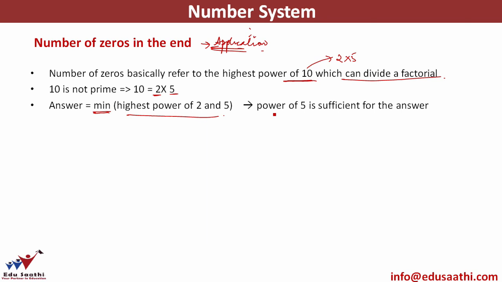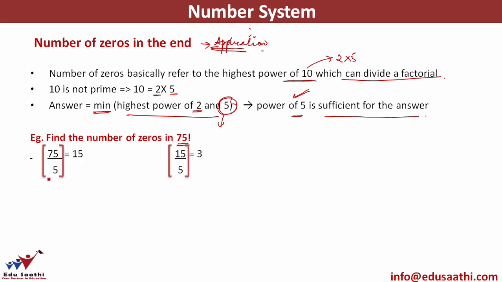Generally, power of 5 is sufficient for the answer. I'm talking about generally, power of 5 would be sufficient for the answer, because power of 5 would always come out to be lesser than the power of 2. So let's look at the question. What are the number of zeros in 75 factorial?